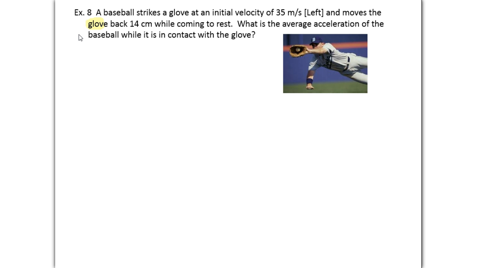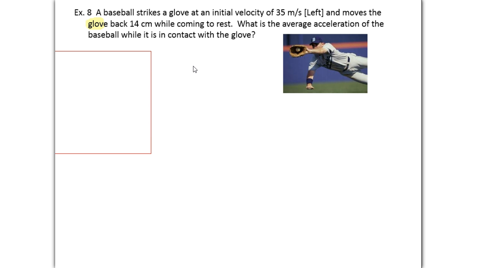Example 8. A baseball strikes a glove at an initial velocity of 35 meters per second to the left and moves the glove back 14 centimeters while coming to a rest. What is the average acceleration of the baseball while in contact with the glove? Now, I didn't include a direction in the first one when I assigned the question, guys, but I think it works easier to give a direction here rather than saying forwards and back, because the back here is the reference when the ball moves the glove back. So think of this: as you're catching a softball or baseball, when the ball strikes the glove, it is going to move the glove back. If you didn't move your hand back, the ball would probably just pop out.